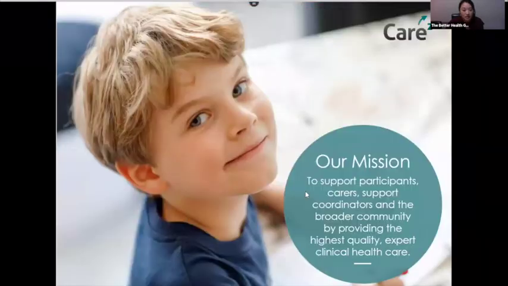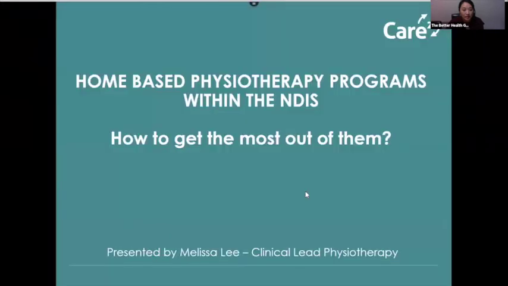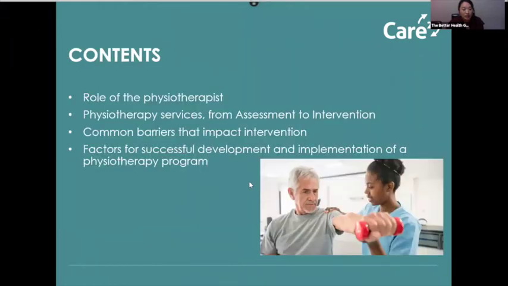Today we're discussing home-based physiotherapy programs within the NDIS and how to get the most out of them. We'll be looking at the role of the physiotherapist, our physiotherapy services, the common barriers that impact intervention, and the factors for successful development and implementation of a physiotherapy program. First things first, what is the role of a physiotherapist?